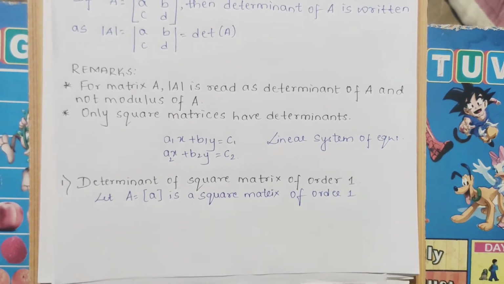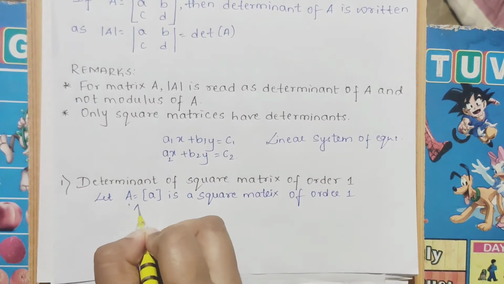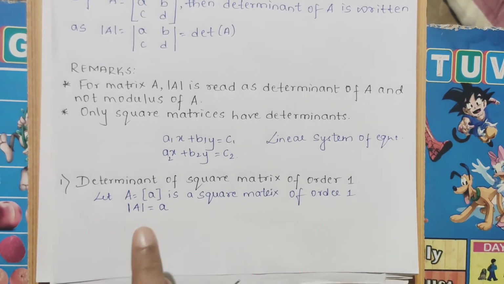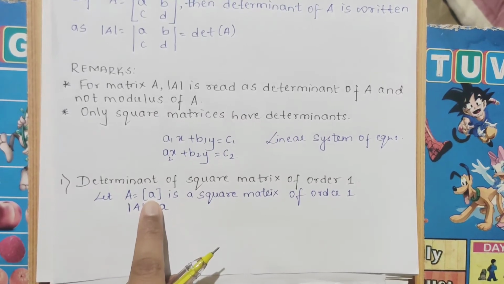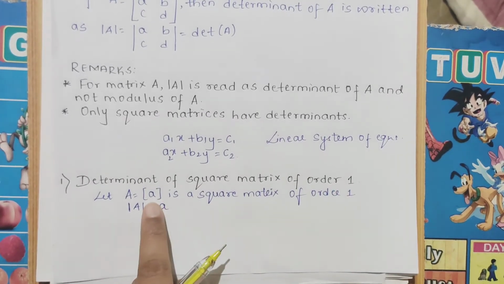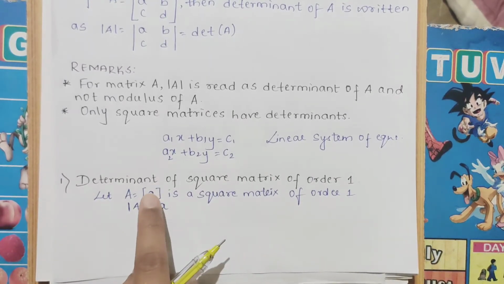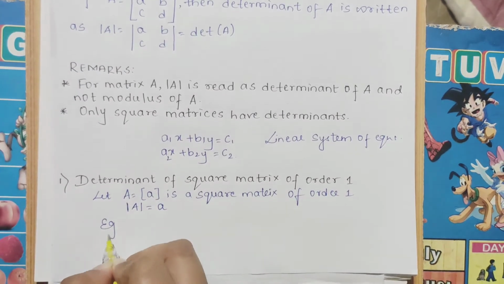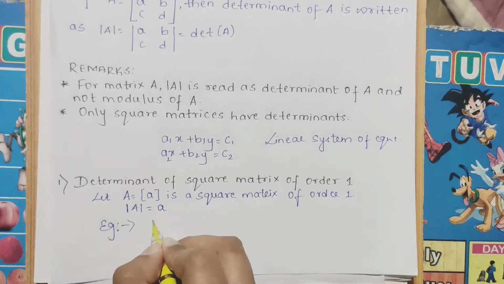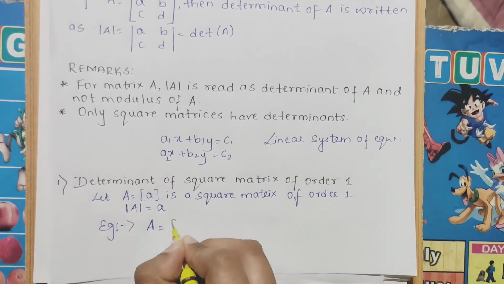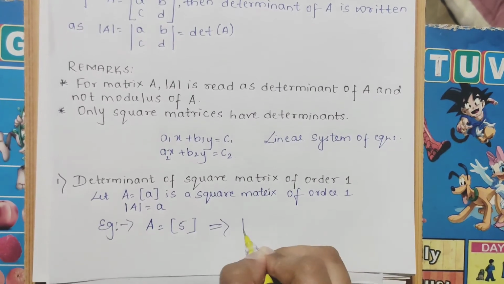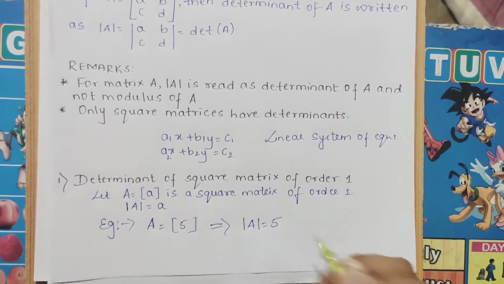So its determinant will be what? The determinant of this A will obviously be the element A itself, because with order 1, its row and its column are 1 only. You will have only one element, so whatever it is, its determinant will be the same. Now for example, suppose I take A is equal to matrix 5. This implies determinant of A is 5, right?